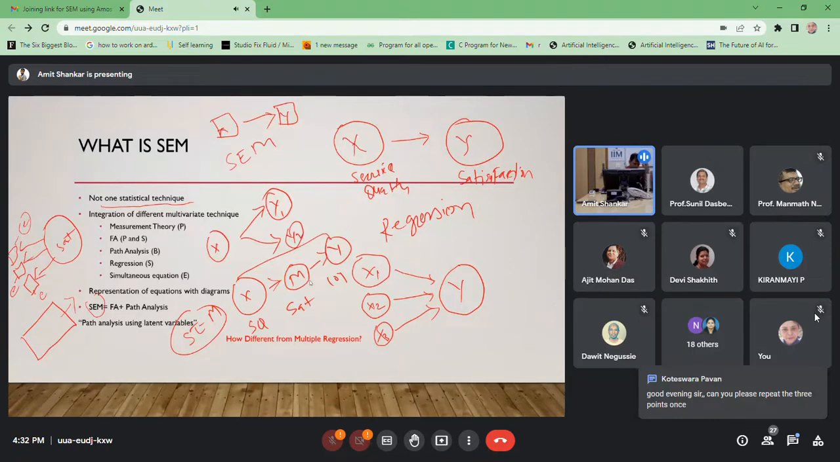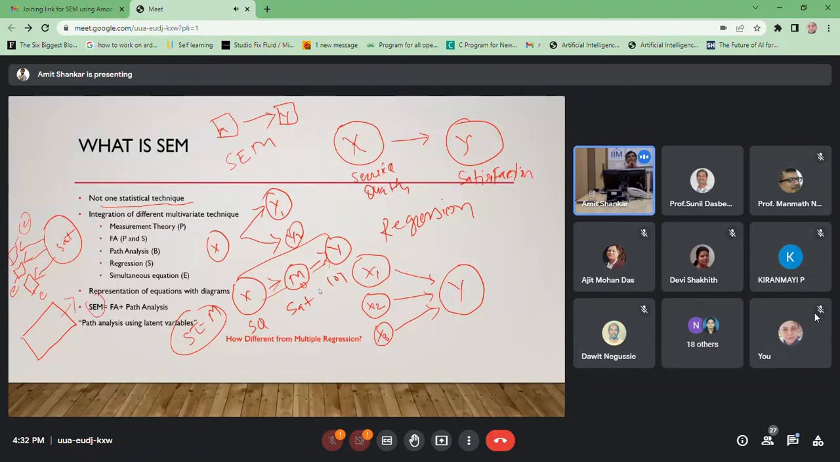Three pointers I am repeating again. First point, when you have more than one dependent variable, you can't run regression, because in regression there is a limitation that only one output is allowed. Second, some variables are sometimes independent and also output, input and output, like this M variable. M is the output for X and the input for Y. In this case, you have to run three regression equations if you want to check it. So that's why you need structural equation modeling.